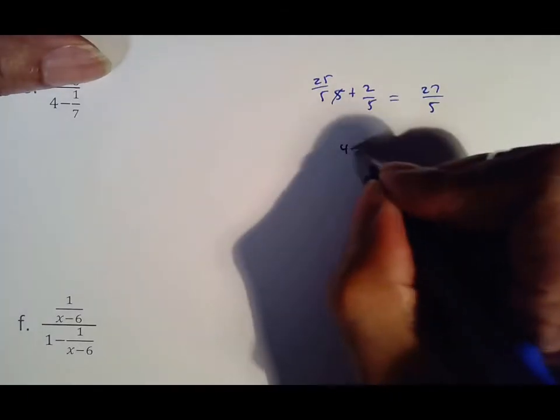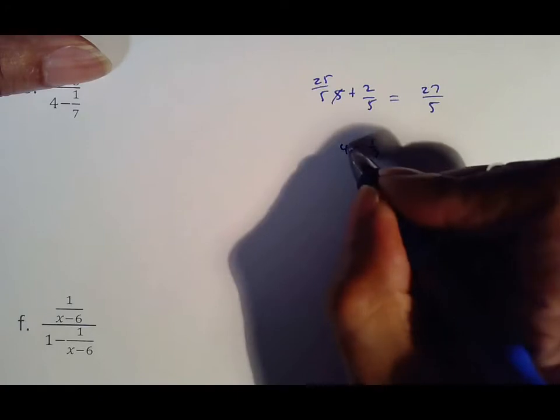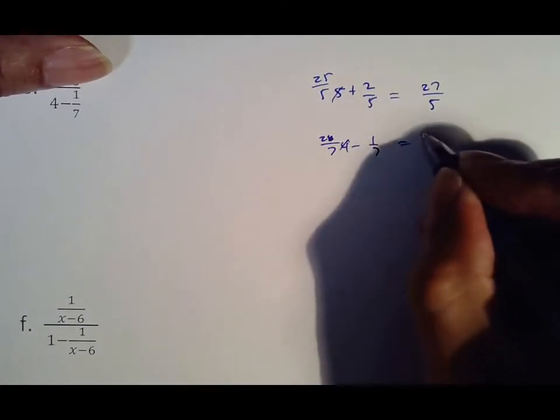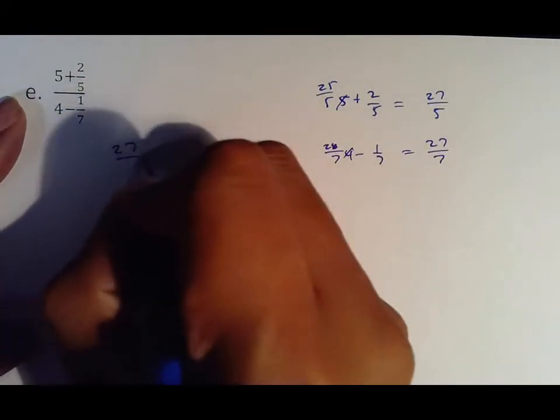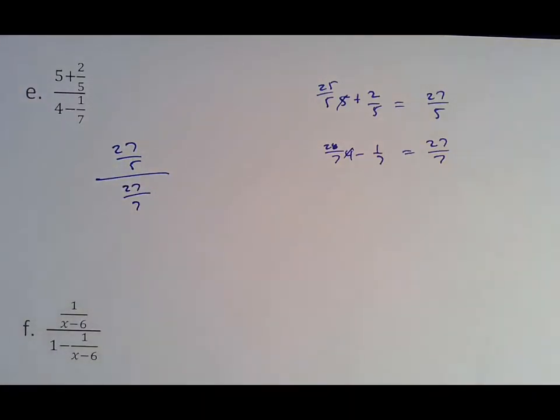4 minus 1/7 means I need a denominator of 7. Means I take 7 times 4, turn this into 28 over 7. 28 minus 1 is 27 over 7, which means that this turns into 27 over 5 over 27 over 7. Now here's the general rule with your fractions here.